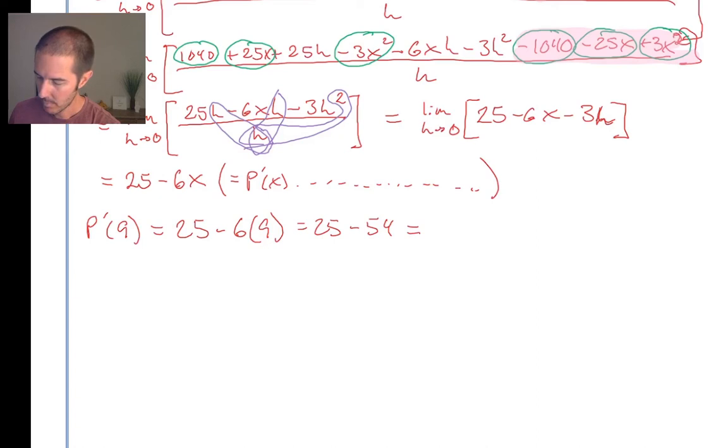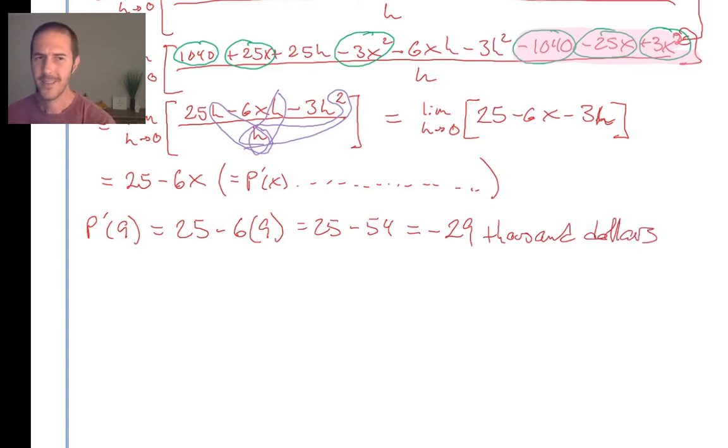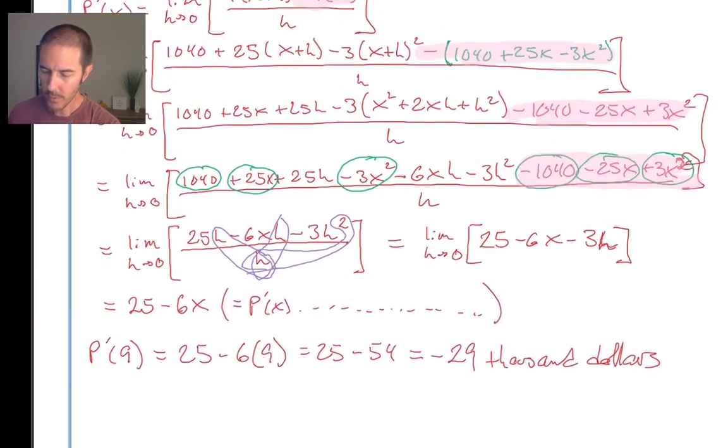And because I'm not a fan of arithmetic, I never want to make a mistake on the easy stuff. So I do 25 minus 54 in my calculator, and I get negative 29, that is, negative $29,000. That's not good. I just spent $9,000 on advertising, and I ended up realizing a profit that's negative, and it's negative big. There was one other part of this question.